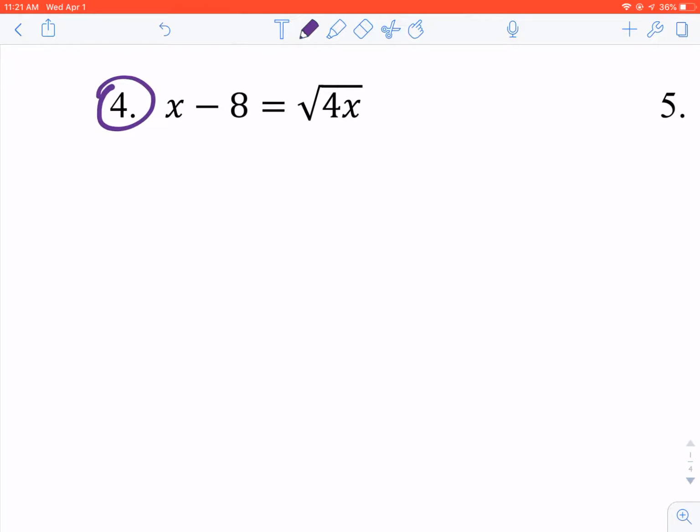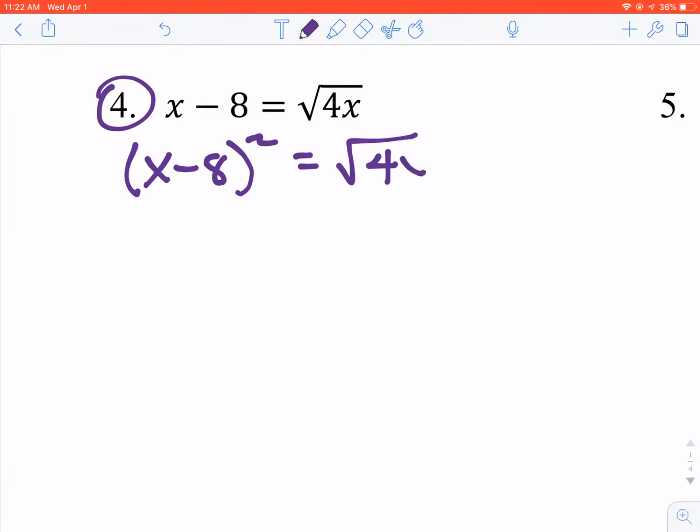All right, anyway, so when you have a square root, the first thing you have to do is isolate it. This one is isolated, and now I'm going to square both sides. So x minus 8 squared equals the square root of 4x squared. The reason we do that is because squaring a square root undoes it, because they're inverses. So I just have 4x over here.